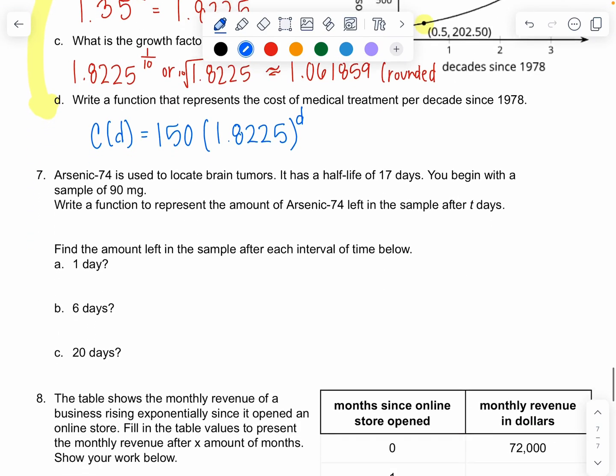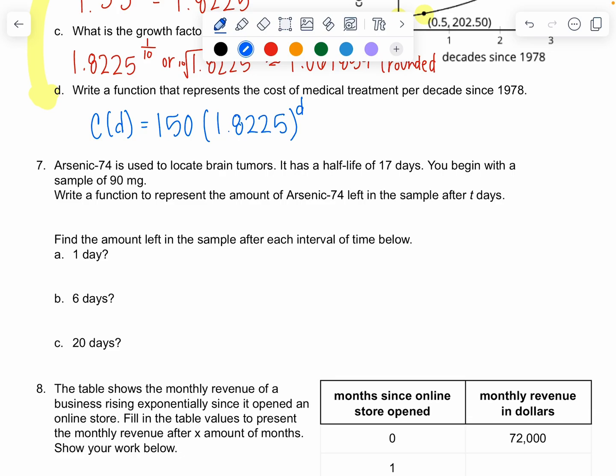Okay, and number 7, arsenic 74 is used to locate brain tumors. Its half-life is 17 days, meaning that every 17 days it is half of what it was before. You begin with a sample of 90 milligrams. So writing a function that represents the sample after t number of days. So since this is split in 17 days, we are going to take our factor, which is 1/2, and that's going to be split into the number of days divided by 17. So to the t over 17, or that is the same thing as the 17th root of 1/2, or 0.5, to the t power.